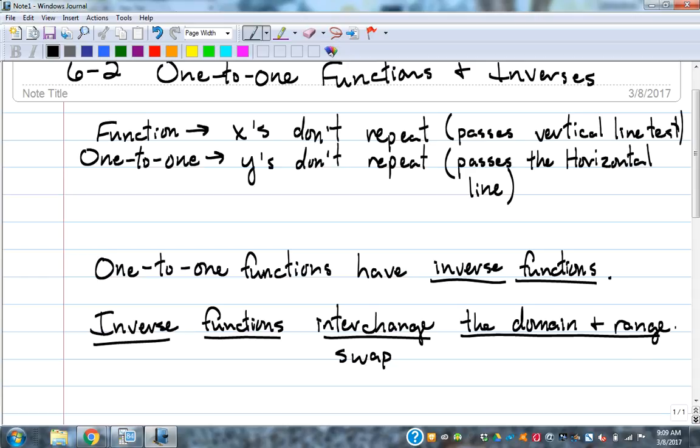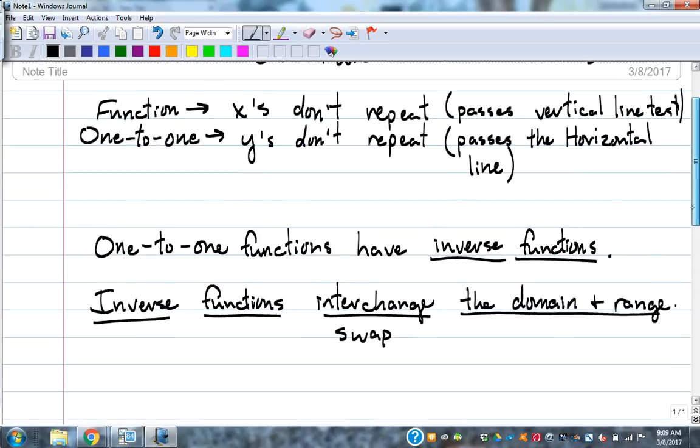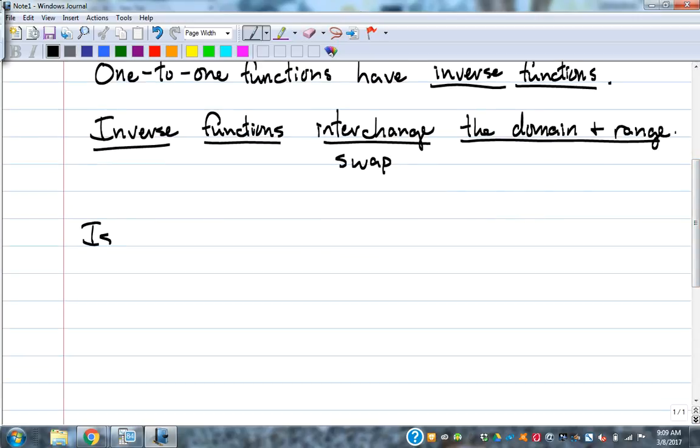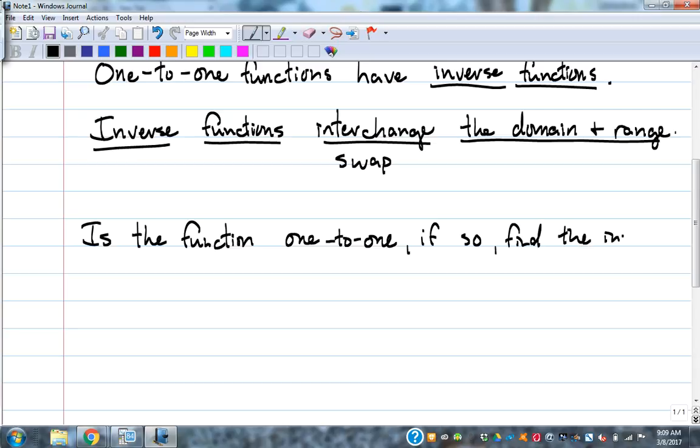All right, so let's look at a function and decide if it's 1 to 1, and then find its inverse. Okay, so is the function 1 to 1? If so, find the inverse. Okay. Example A. Here's our function. We're going ahead and telling you it's a function. It's f of x. And let's do a really, really simple example first with ordered pairs.